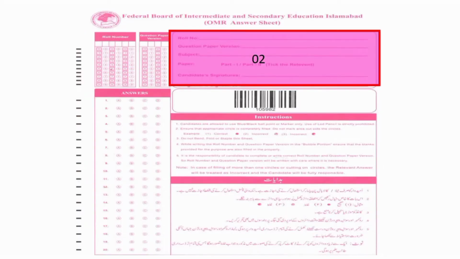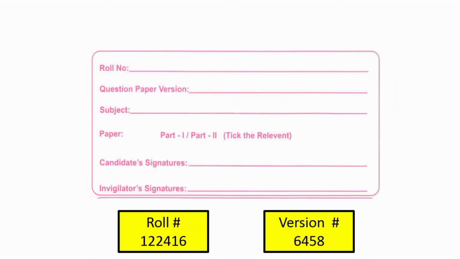Now let's see what is to be filled in part 2. First of all, you have to fill your roll number. For example, your roll number is 122416. After this, you have to write your question paper version number, which is 6458. Then you have to write your subject. For example, your subject is biology. So you will write like this, biology 1.